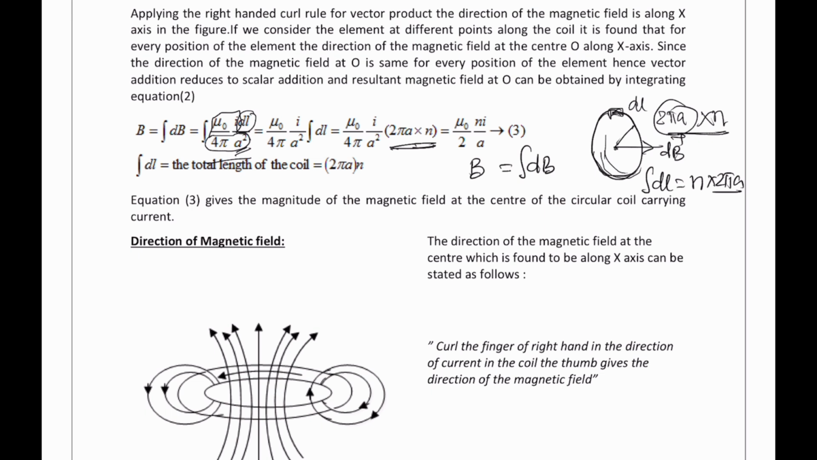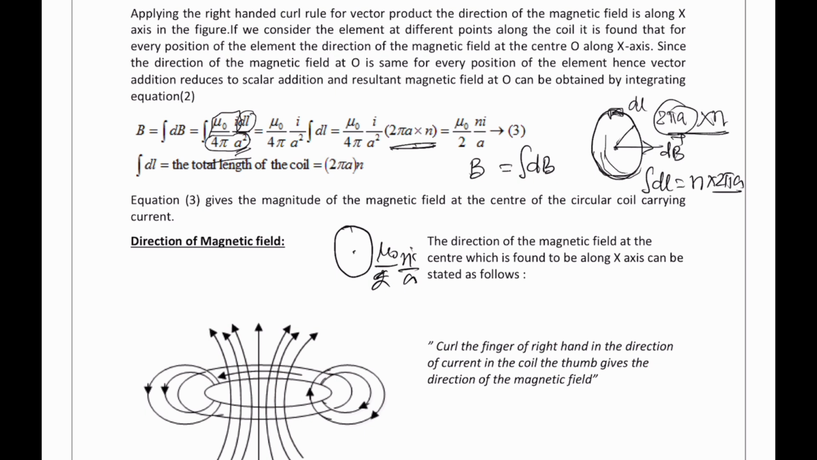So remember, this is used in numericals also, that a current carrying loop behaves like a small magnet having north-south poles, and what is the magnetic field at the center? It is mu0 by 2 ni by a. Correct? This is the magnetic field produced.